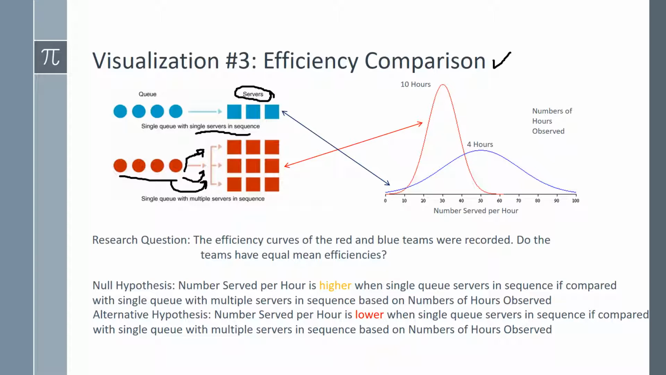Our null hypothesis is that the number served per hour is higher when a single queue is served in sequence compared with a single queue with multiple servers in sequence, based on the number of hours observed. And the alternative hypothesis will be that the number served per hour is lower when a single queue is served in sequence compared with a single queue with multiple servers in sequence, based on the number of hours observed.